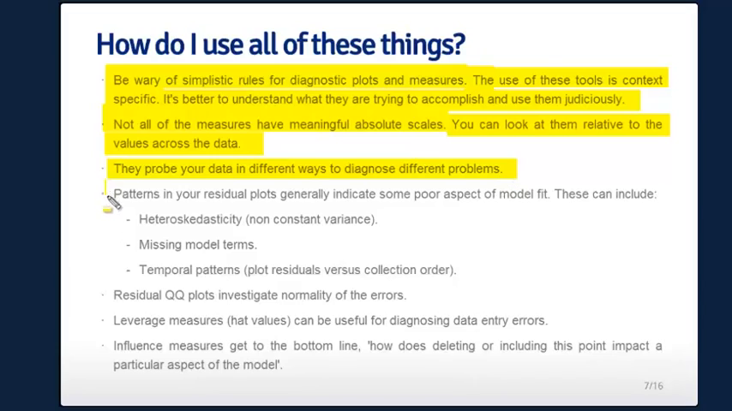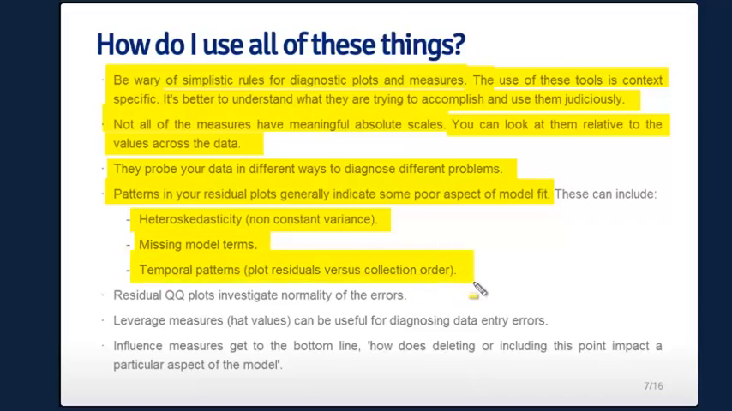Anyway, residuals are, of course, the most important component of all the diagnostics. Basically what you want is no obvious systematic pattern in your residual plots. So you don't want heteroscedasticity, like non-constant variance. You don't want things that show obvious evidence of missing model terms. And you don't want things like temporal patterns. So if you were to plot residuals versus the order in which the data was collected, you don't want patterns like that. Residual QQ plots, quantile plots, investigate normality of the errors because they plot the quantiles of the residuals versus the theoretical quantiles of the standard normal.